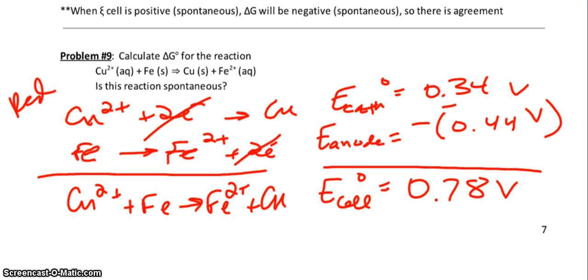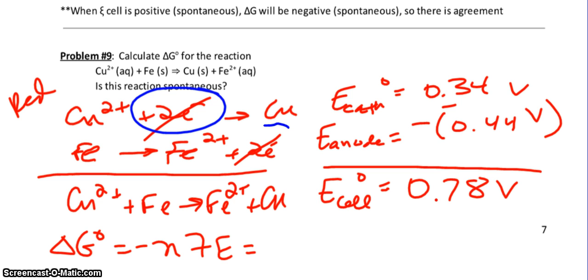Okay, so I at least calculate that, and notice what the sign of my cell is. My sign is a positive 0.78. So because it's a positive number, I'm thinking it's spontaneous, but let's calculate G anyway. They told us to do that. So delta G naught, the formula is negative N F times E. Well, the question is, what's N? How many electrons were transferred? That's why you have to do this half reaction to do that.